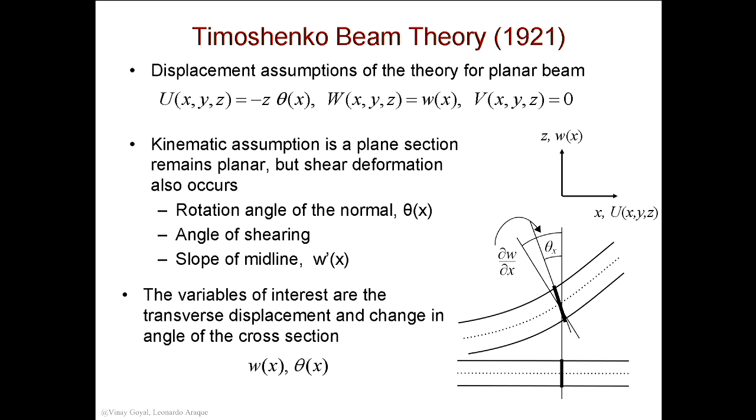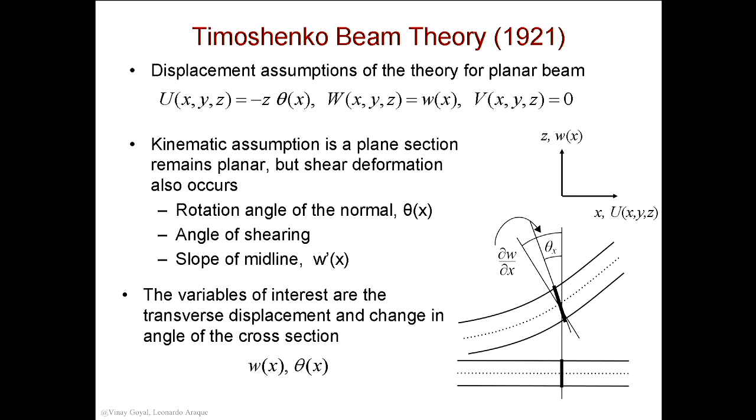W prime, the derivative of W with respect to X, is basically giving you the rotation of a line perpendicular to the neutral axis. So how much angle change I have for the perpendicular line to the neutral axis. That's giving you the total amount of deformation of a line that's perpendicular to the neutral axis. And theta right there is really the angle change from a straight cross-section. So how much that cross-section changed in angle, basically.